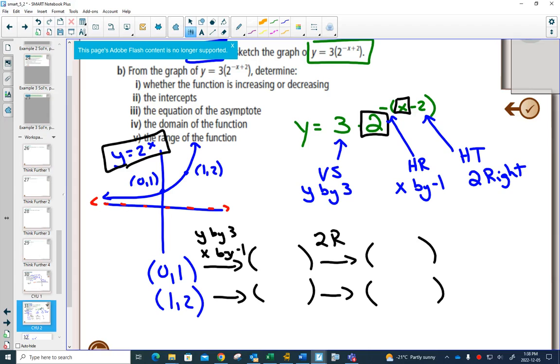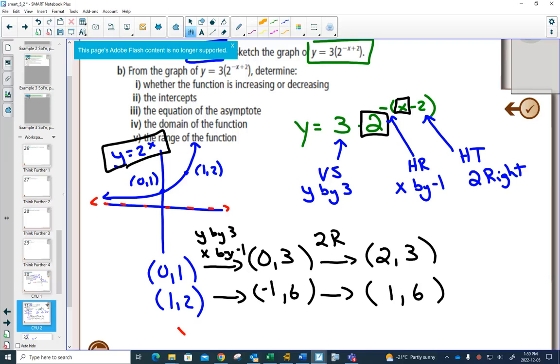So what's going to happen to 0, 1? Well, x by -1 won't make a difference, but it will go to 0, 3. And then I'm going to move 2 to the right. So I'll have the point 2, 3. 1, 2. X by -1 will be -1, 6. 2 to the right, 1, 6.